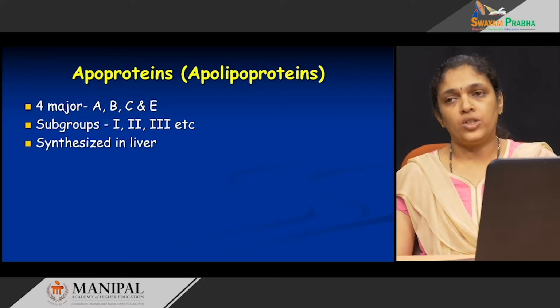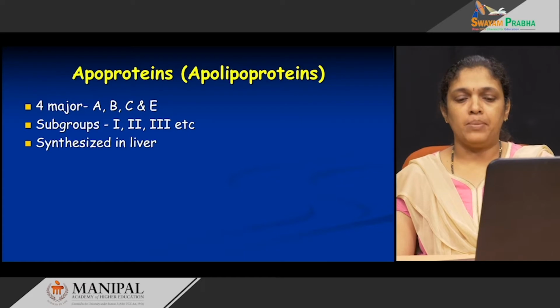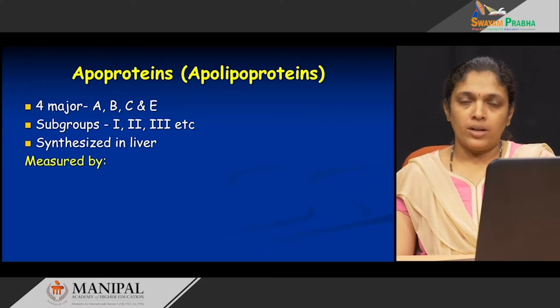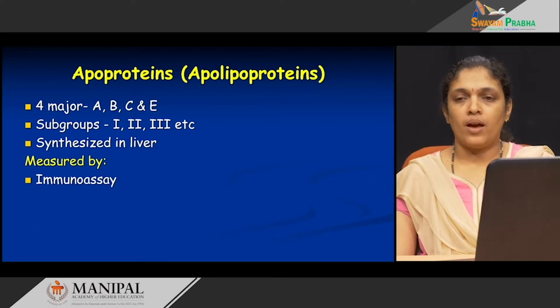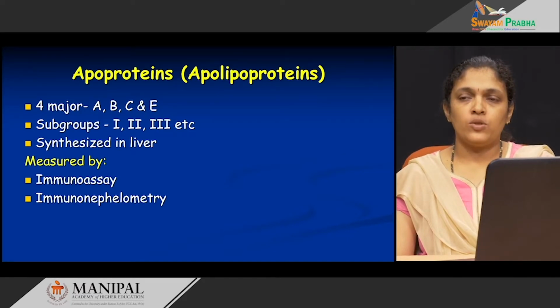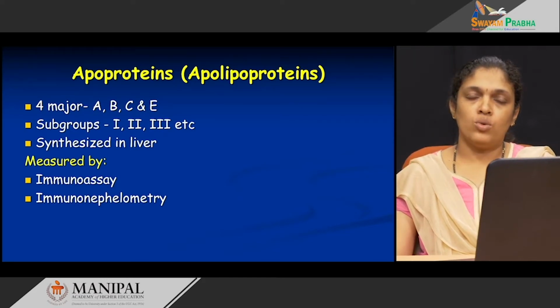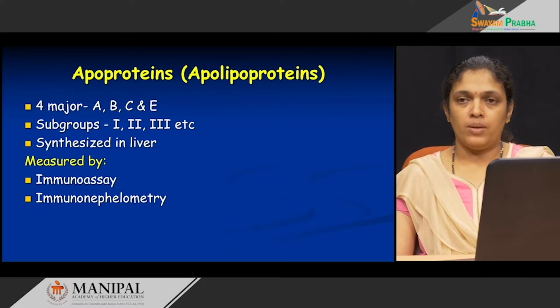Now, if I have to measure the levels of apolipoproteins in the blood, there are various ways of measuring them. There are 2 important methods by which we could measure them. One is the immunoassay technique, and the other is the immunonephelometry method. So, these are the ways by which we could measure the apolipoproteins. Either it could be A, B, C or E, but for us the two most important apoproteins are ApoA and ApoB.